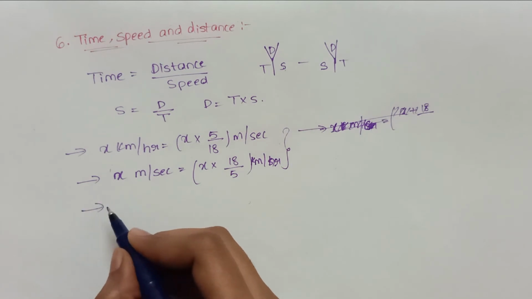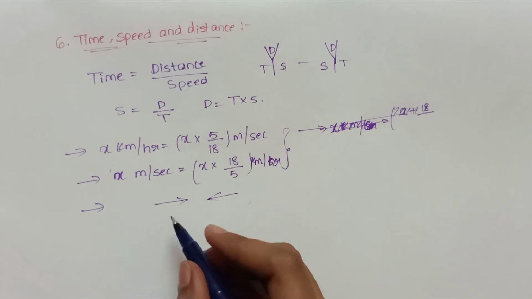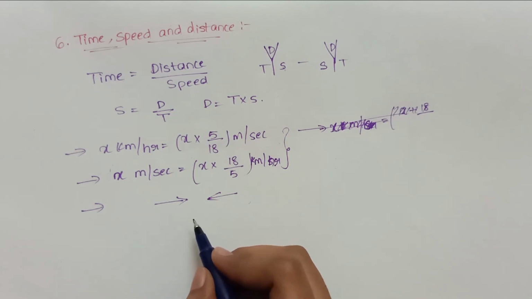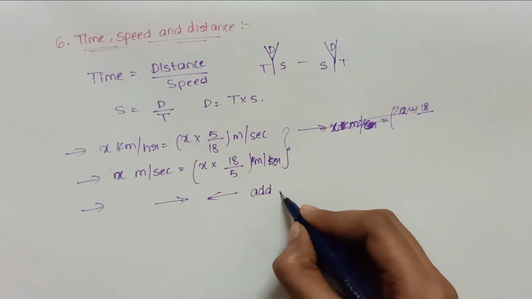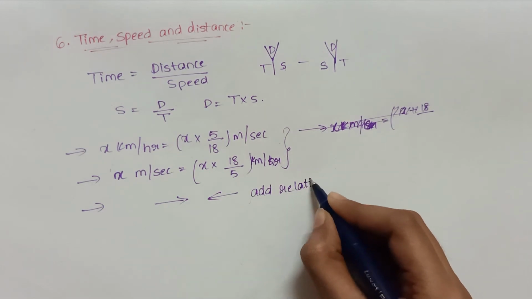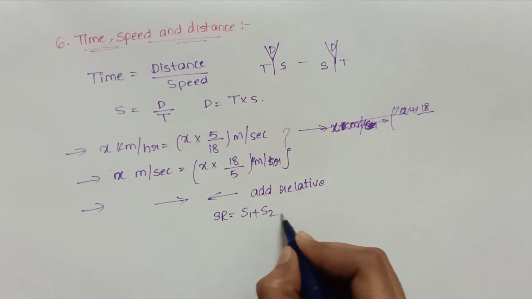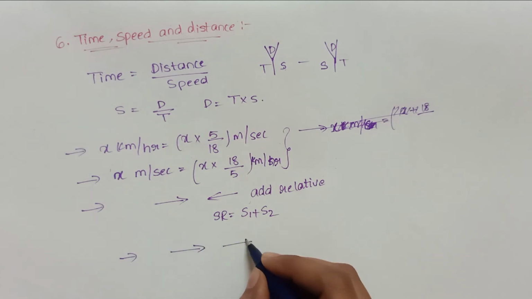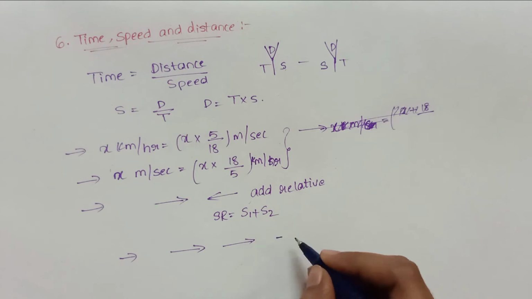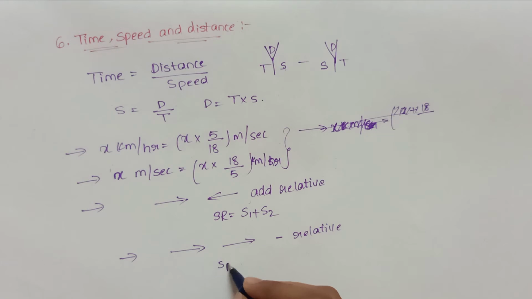So next formula, when two bodies are moving oppositely, then add the relative speed. When they say to add the relative speed, use this formula: SR is equals to S1 plus S2. Next formula, when two bodies are moving in the same direction, subtract the relative speed. So SR is equals to S1 minus S2.